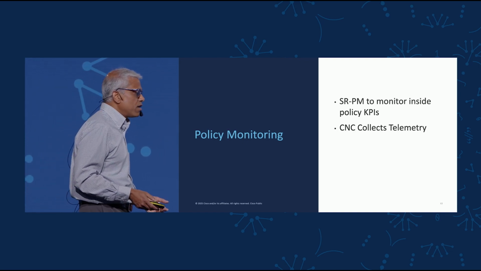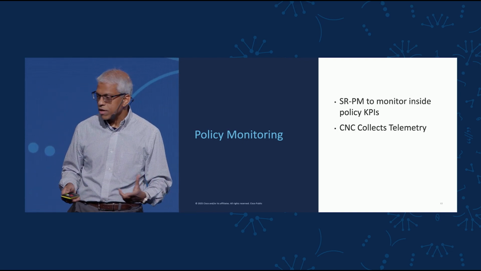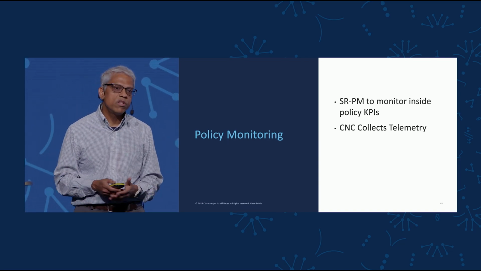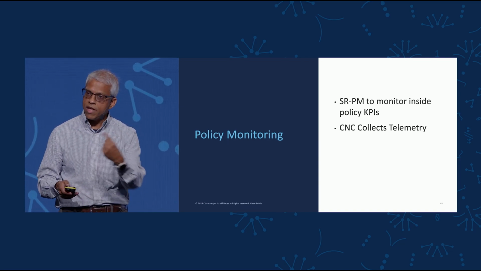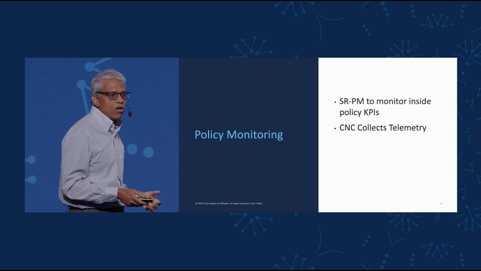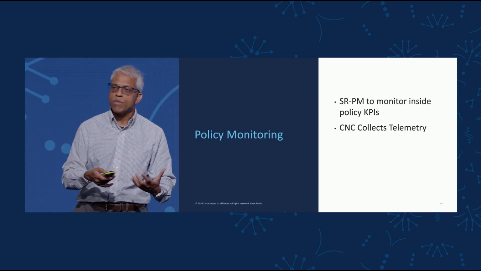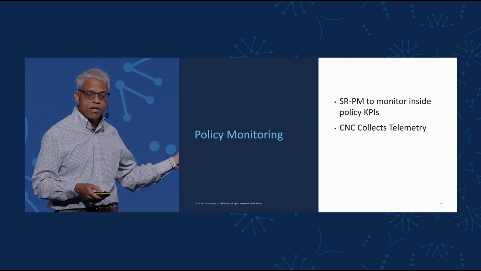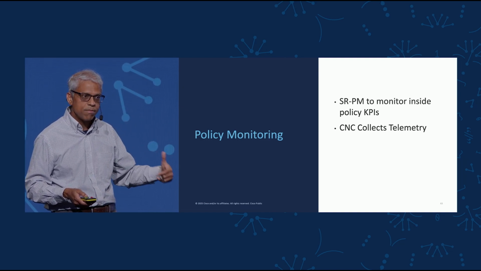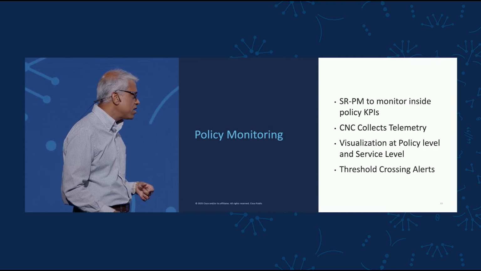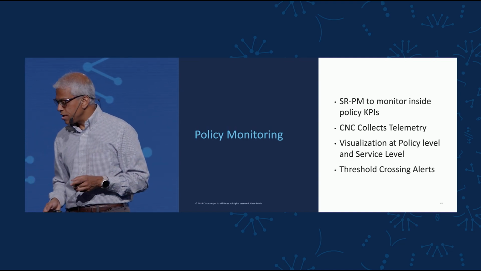And then what you get is telemetry, meaning you can do show commands to see how your policy is measuring the delay through the policy, delay variation, packet loss, and so on. But in reality, with automation, you want it to be integrated and presented on your controller view, right? So CNC will automatically, as you provision a policy with SRPM, also collect the telemetry, and you can see the visualization, and you can get threshold crossing alerts.